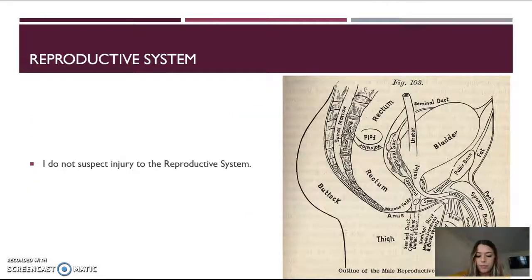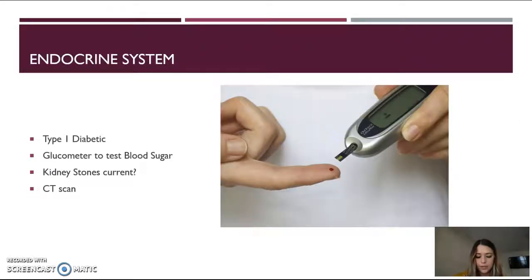The reproductive system. With the patient's presenting symptoms and history, I do not suspect that there were any injuries to the reproductive system. The endocrine system. Being that the patient is a type 1 diabetic, I would ensure we get a glucometer and test the patient's blood sugar. We can treat with medication where needed after the results were given. I would then find out if the kidney stones are a current issue or if they were resolved in the past. If they are a current issue, we can run an abdominal CT scan to see if the stones were dislodged in the accident.